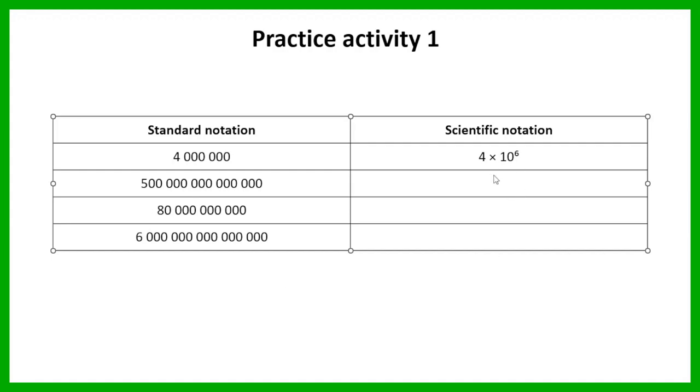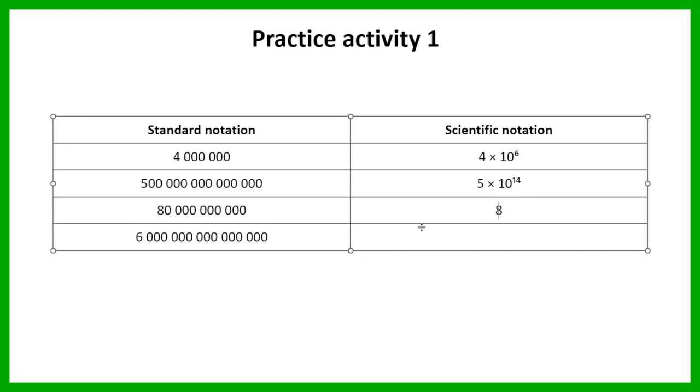Okay, so let's go through each of those. The next one I've got over here, I'm going to be putting down a 5 times 10 to the power of, and now I need to see how many zeros there are. So I've got 3, 6, 9, 12, 14 zeros that I'm going to need to add on. That means I need to multiply by 10 14 times. So it's multiply by 10 to the power of 14.